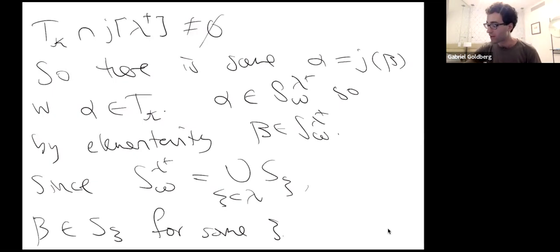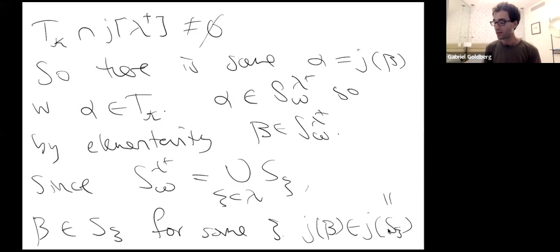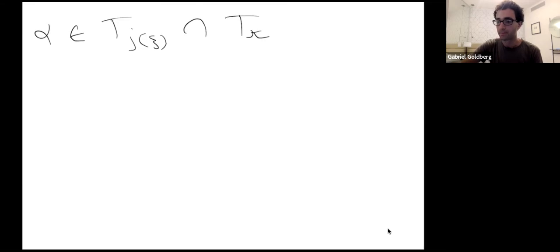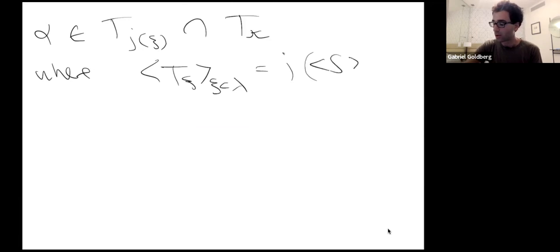And now that means that j of beta is in j of S sub xi. And by elementarity, the j of the xi-th element of this partition has to be the xi-th element of the image partition, the T's. So this is equal to T sub j of xi. Okay, so where are we now? We have this ordinal alpha, which is both in T sub j of xi and in T sub kappa, where remember this T sub xi for xi less than lambda was equal to j of our original partition.